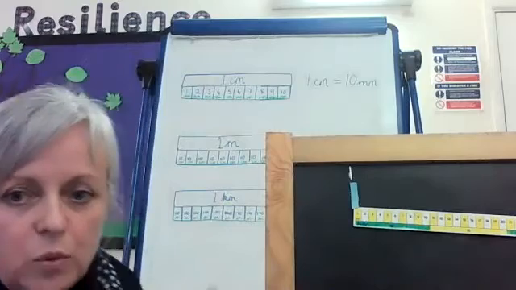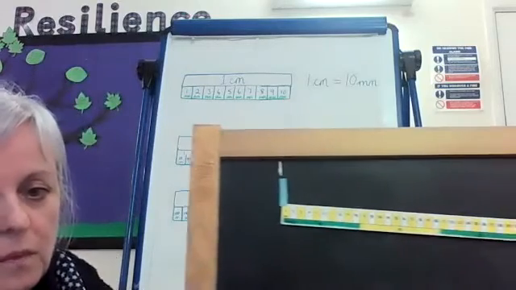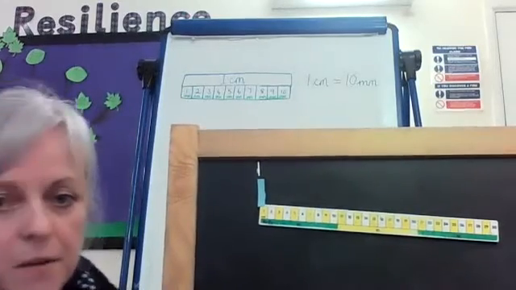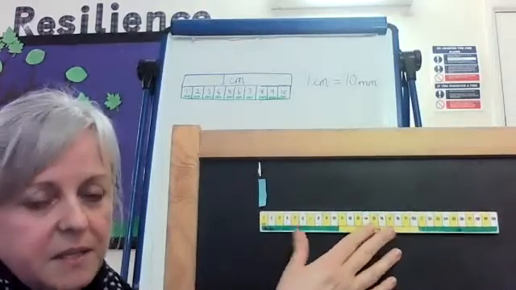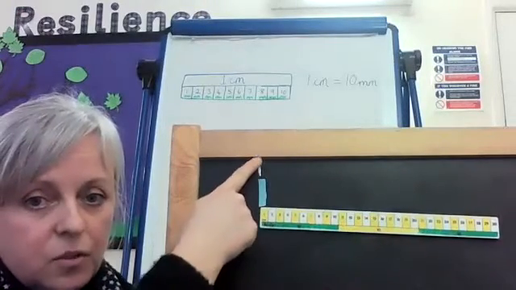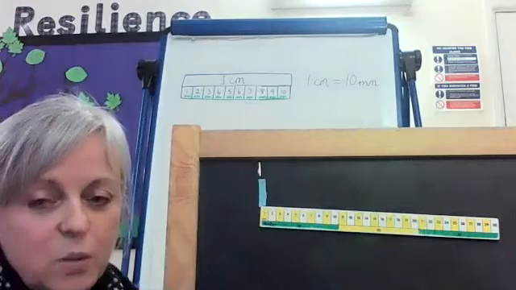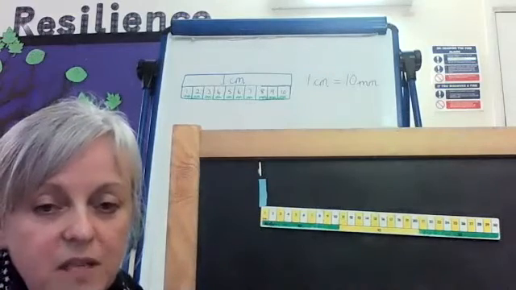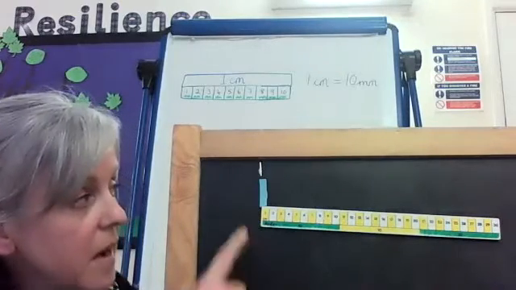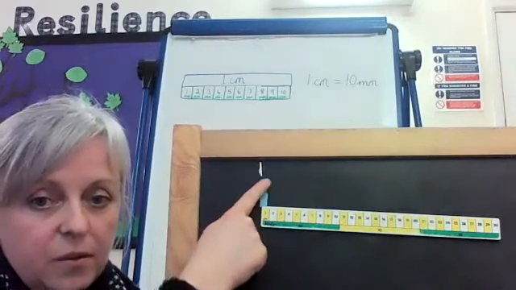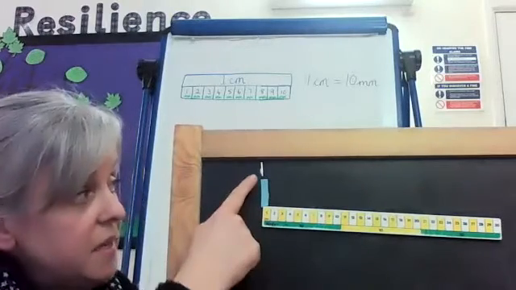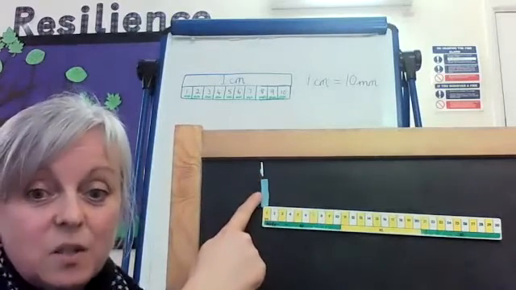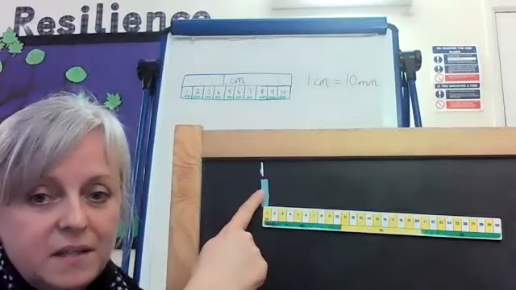So I'm going to move my board over because hopefully you can see in front of you I put it on a black background, so it should be a little bit easier to see. So this tiny little strip here, the width of that strip is 1 millimetre. And this strip here, the width of that strip is 1 centimetre. So you can see 1 millimetre is smaller, less than 1 centimetre.